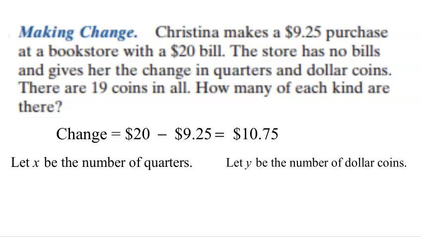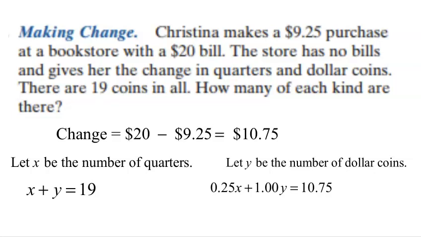Now the value, every quarter is 25 cents, or 0.25. Every dollar is 1, or 1.00. So I take the value of the quarters plus the value of the dollars. I should get the total value of the change of $10.75. Well, we know we have a total of 19 coins. That's the easy part. Number of quarters plus number of dollars is 19. The value is the harder one. 0.25, 25 cents for each quarter, plus $1 for each dollar coin equals a total of $10.75.